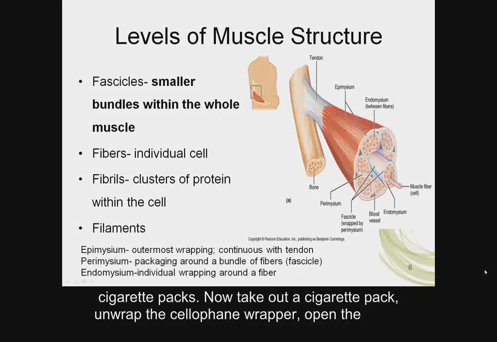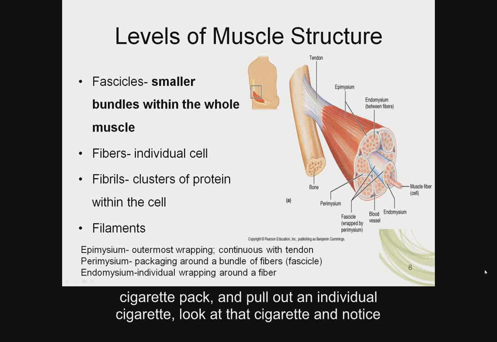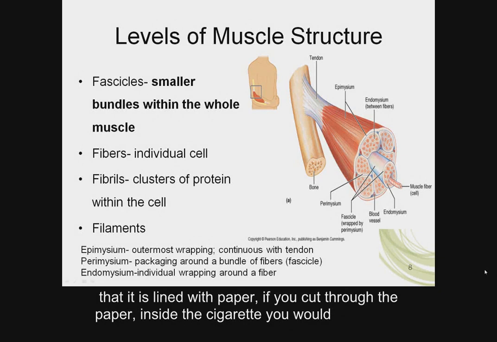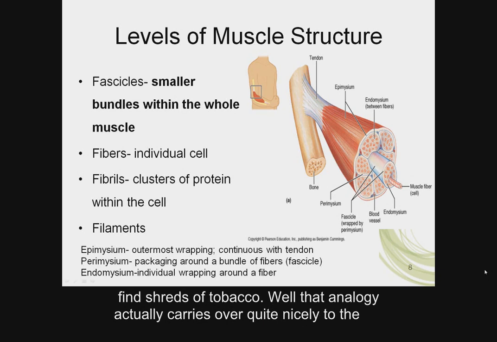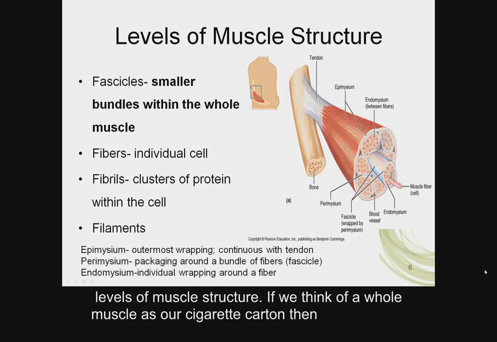Now, take out a cigarette pack, unwrap the cellophane wrapper, open the cigarette pack and pull out an individual cigarette. Look at that cigarette and notice that it is lined with paper. If you cut through the paper inside the cigarette, you would find shreds of tobacco. Well, that analogy actually carries over quite nicely to the levels of muscle structure.